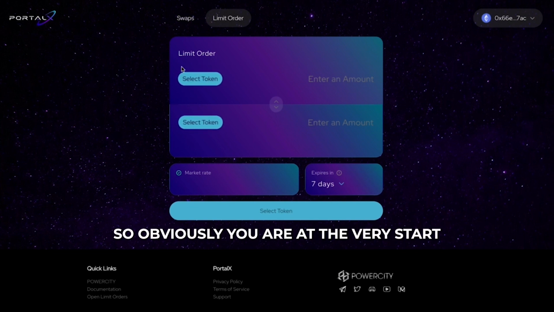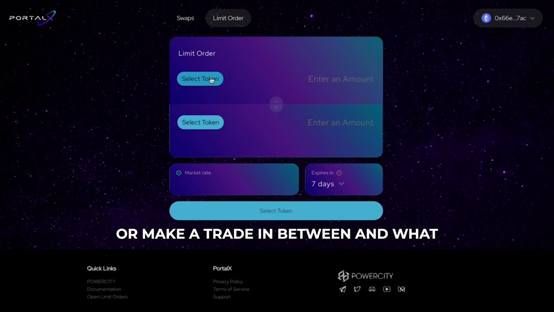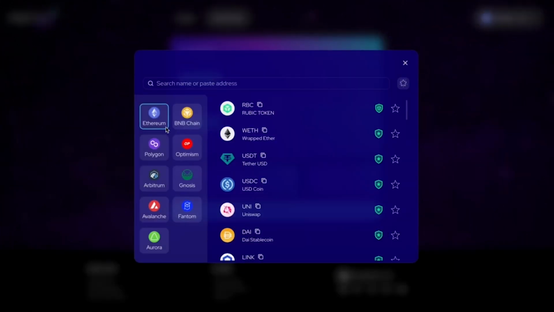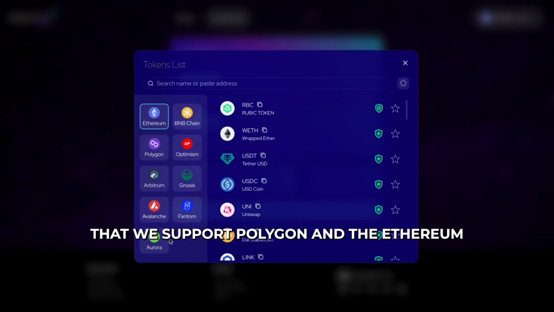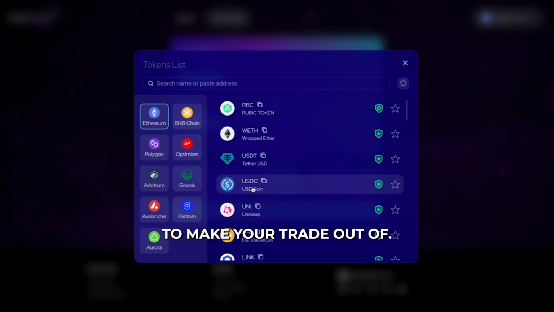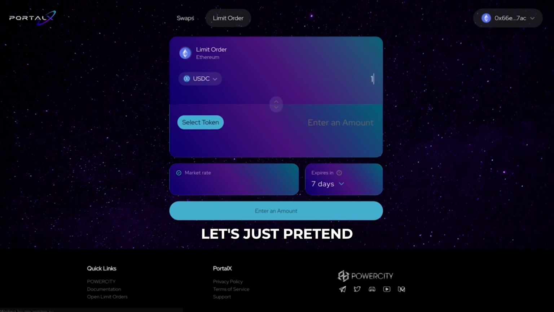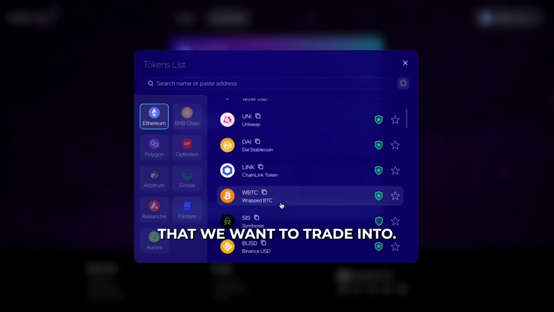Obviously, at the very start you choose what token you are looking to move out of or make your trade between, and what blockchain you are on. Currently this is the list of chains that we support: Polygon, Ethereum, Binance, Optimism, etc. So you choose the chain that you are looking to trade on, and you choose the token that you are looking to make your trade out of. Let's just take USDC on Ethereum for this. Let's just pretend that we have 100 USDC. Now we select the token that we want to trade into.